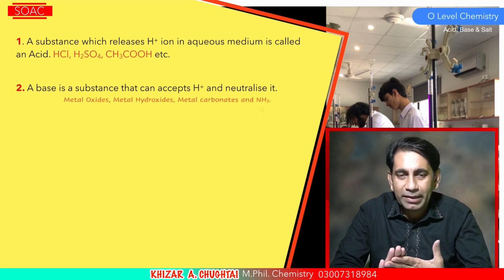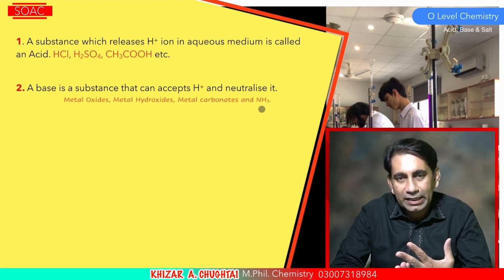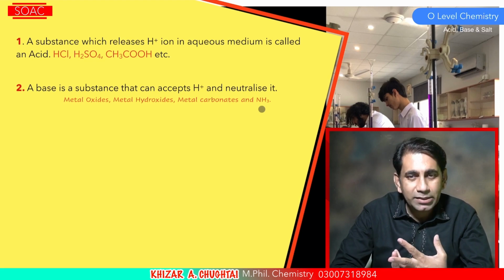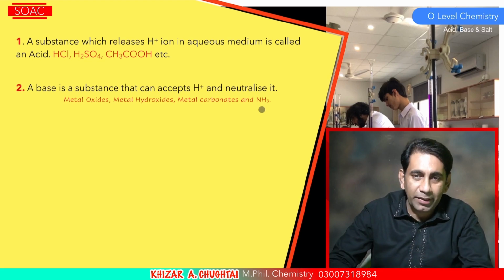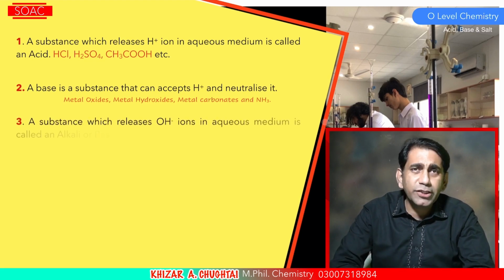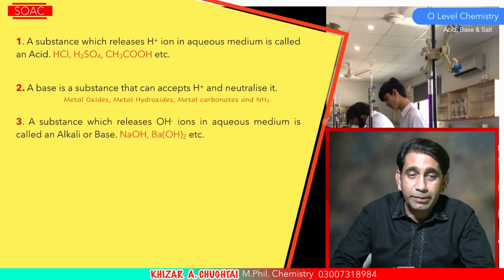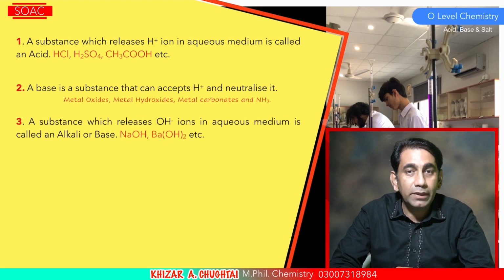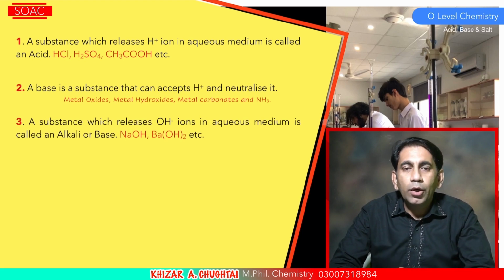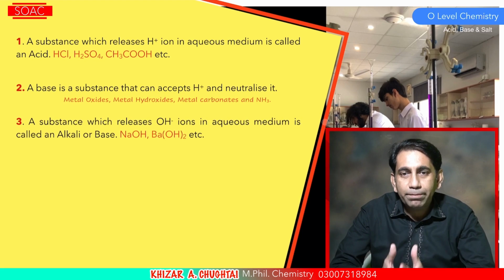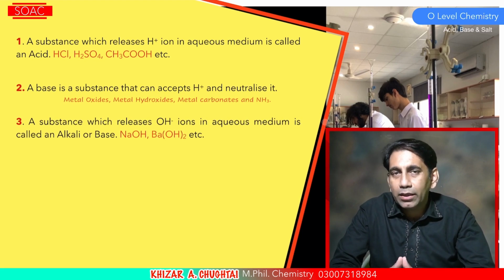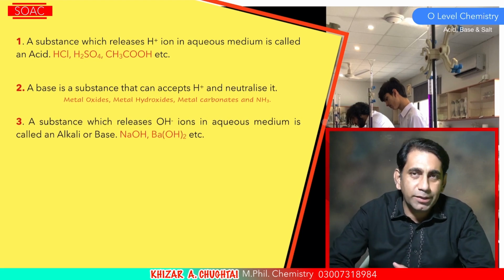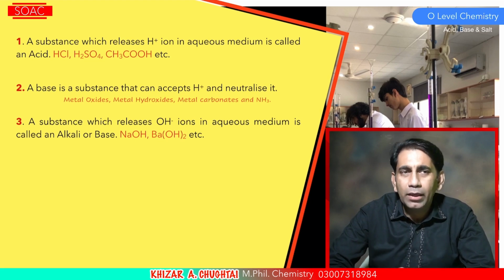Metal oxide can act as a base, metal hydroxide can act as a base, metal carbonate can act as a base, and ammonia is definitely a base. A substance which releases OH negative ion in aqueous medium is called an alkali. It is also said to be a base. Basically, what is an alkali? Any substance that releases OH negative ion in aqueous medium is called an alkali.